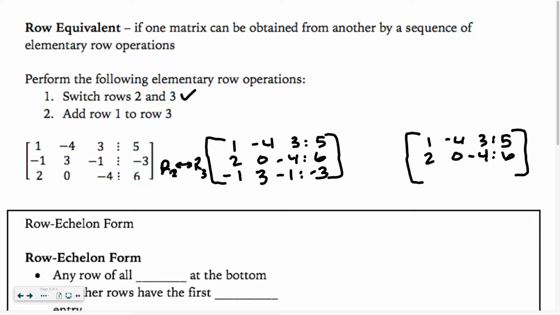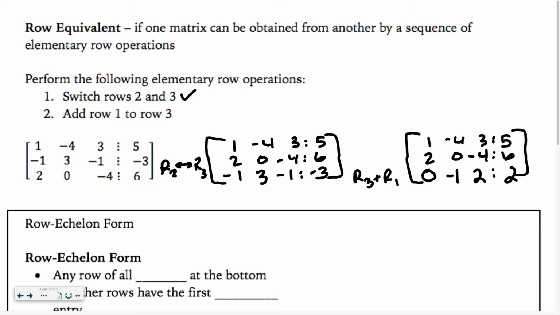And now for row 3, I'm going to do the addition. So I'm going to make a note off to the side. This is row 3 plus row 1. If you write row 1 plus row 3, that's the same thing, right? Doesn't matter which way you write it. All right, and then add. -1 plus 1, 0. 3 plus -4, -1. -1 plus 3, 2, and -3 plus 5, 2.